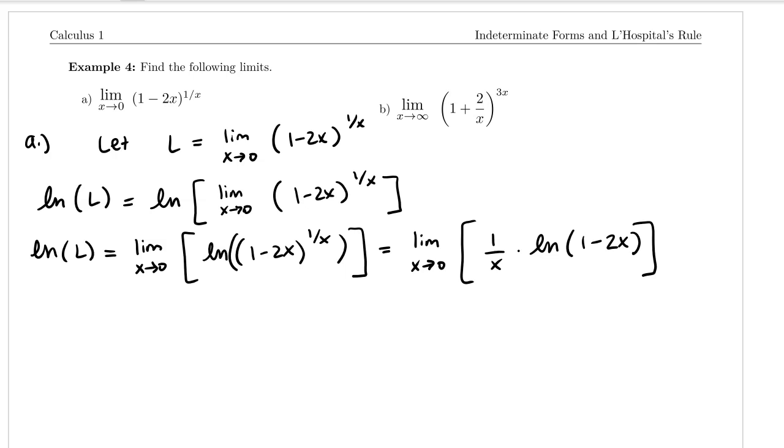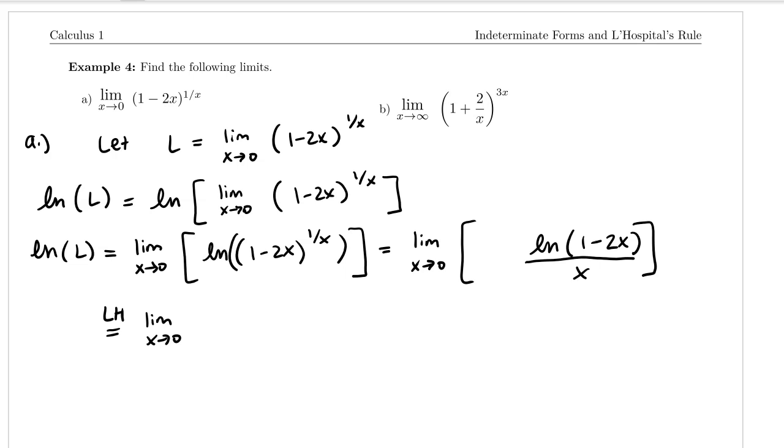If I were to use direct substitution at this point, I have 1 over 0 times the natural log of 1, which is 0. So essentially, this would give me the indeterminate form 0 over 0, which means that I can use L'Hopital's rule at this point. I'm just going to rewrite this function so that it looks like that, and now I'm going to apply L'Hopital's rule.